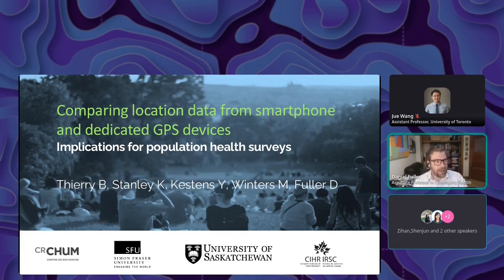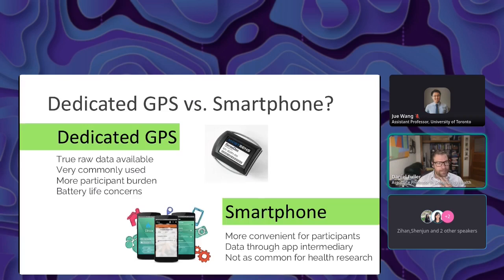I'm going to be presenting on comparing location data from smartphone and dedicated GPS devices. Implications, I say, for health research because I'm a health researcher, but also all other kinds of research. This work is motivated by the question: if you're starting a study and you're going to be collecting location data, should you choose a dedicated GPS or location data collection device, or should you use participant smartphones? There are pros and cons to each of those, and I'm sure people in the audience are well aware of those.